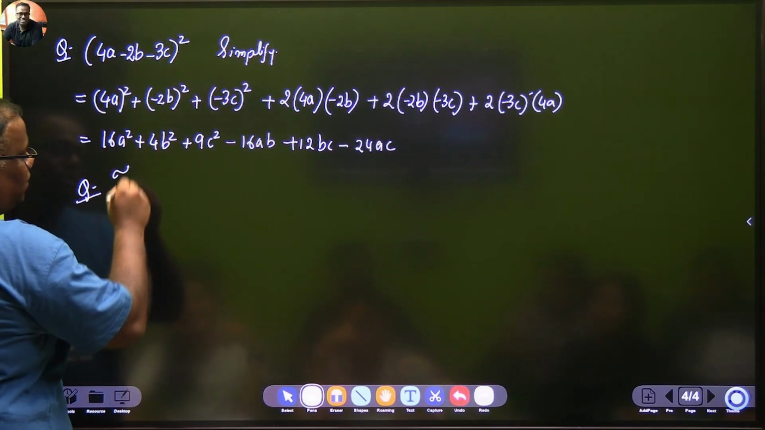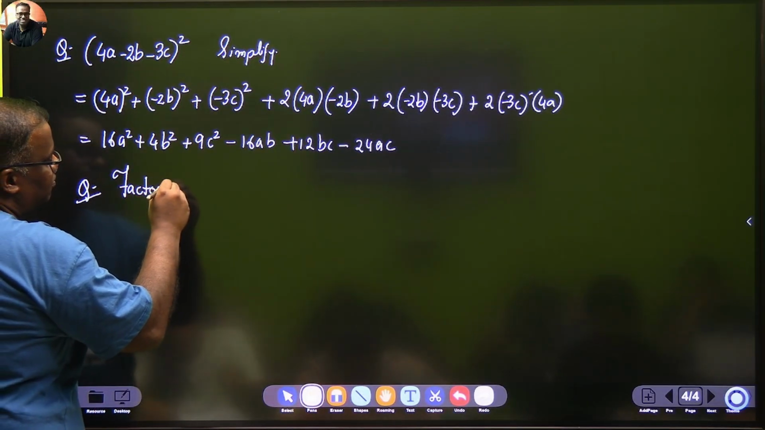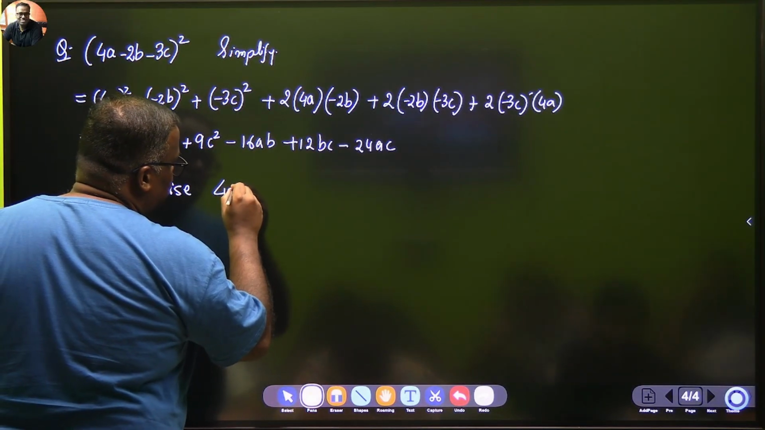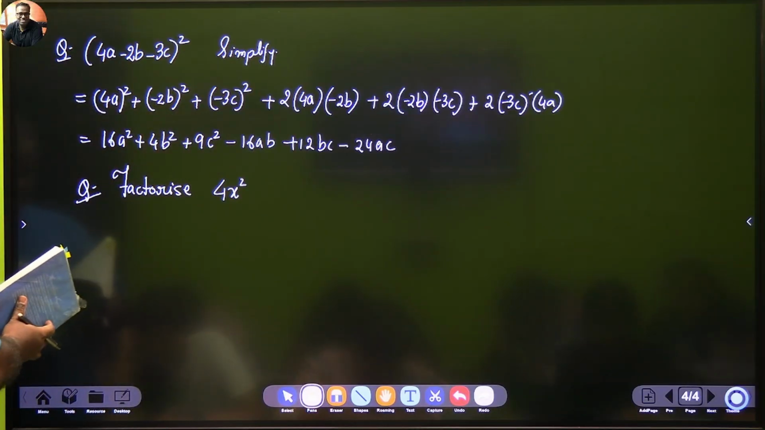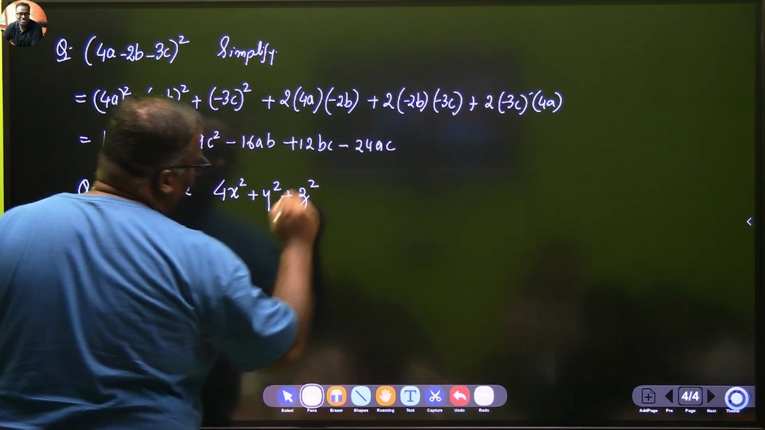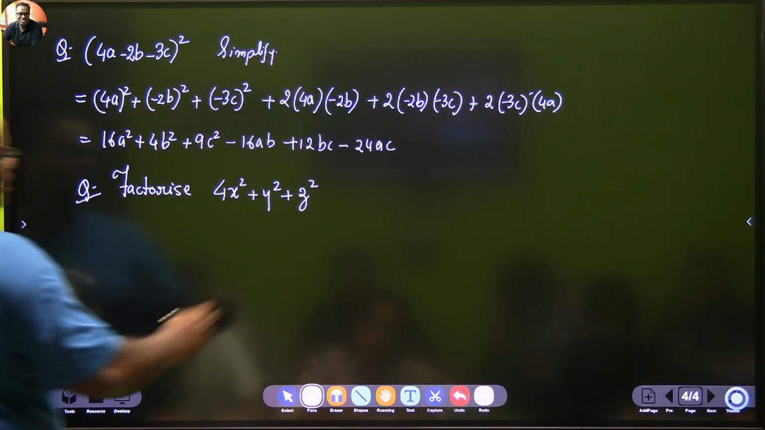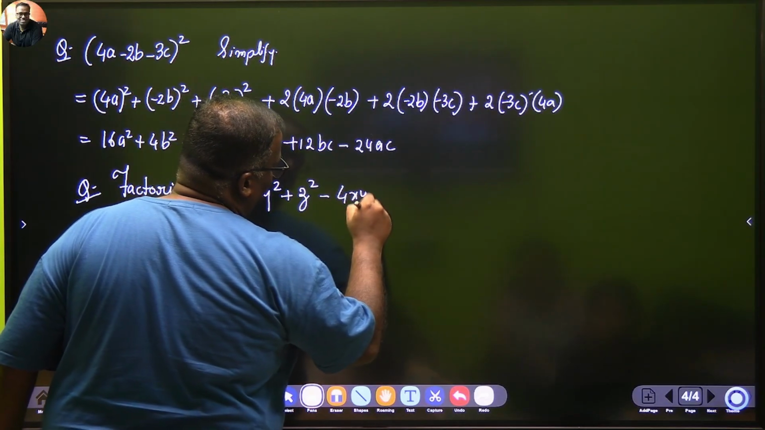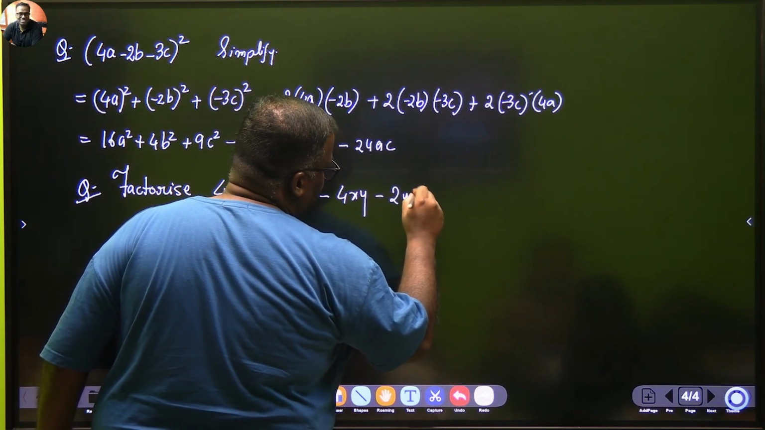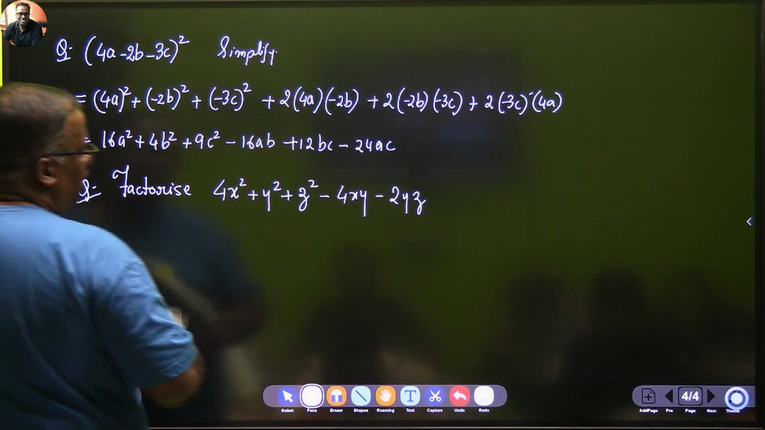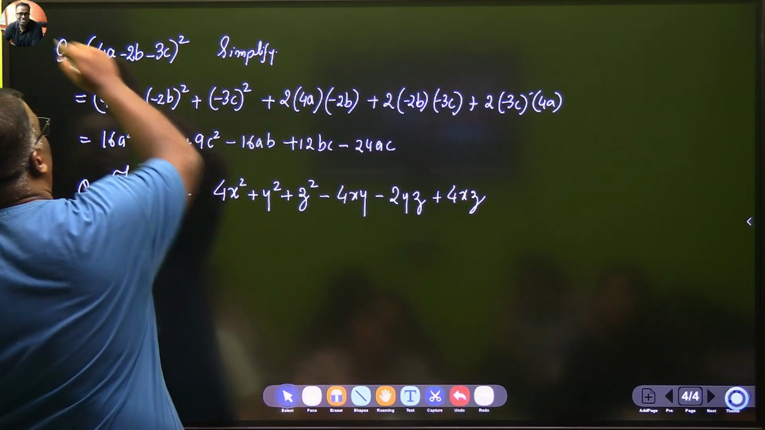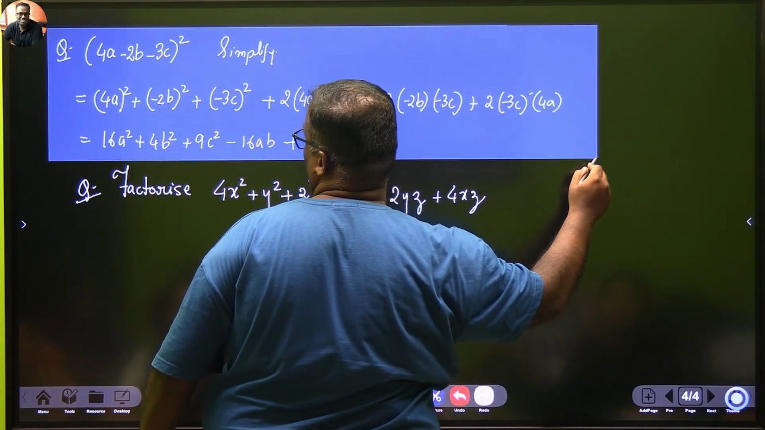Our next question is factorize. And what are we going to factorize? 4x square plus y square plus z square, be very careful, minus 4xy, have you got it, minus 2yz, and then plus 4xz. First, copy the question and wait for me. Children, don't run around. You just copy the question and wait for me.